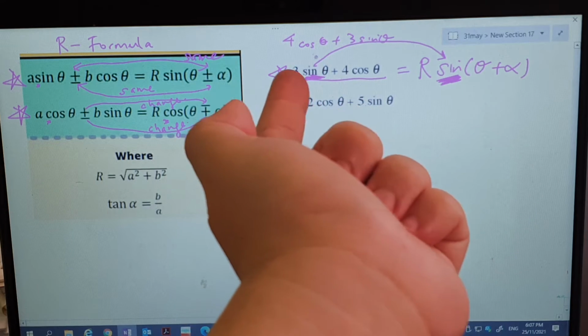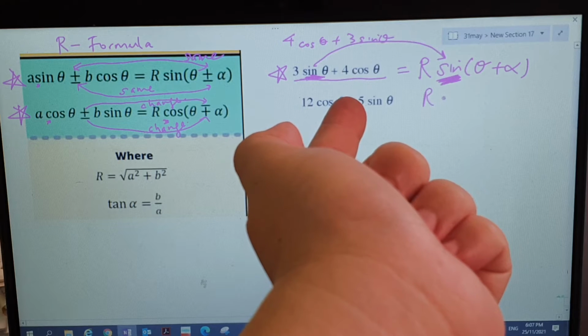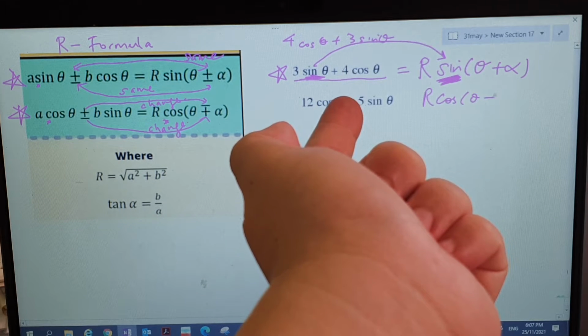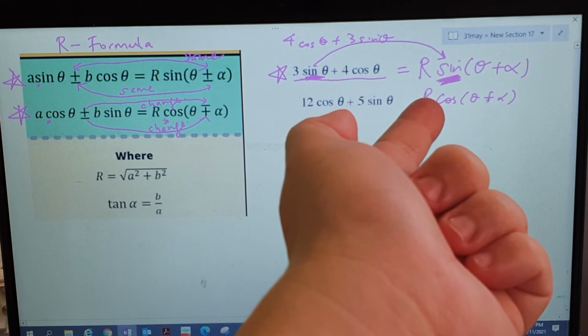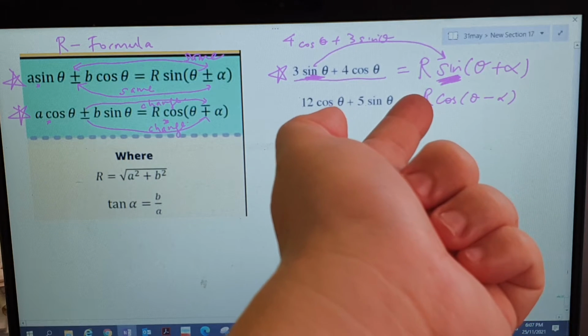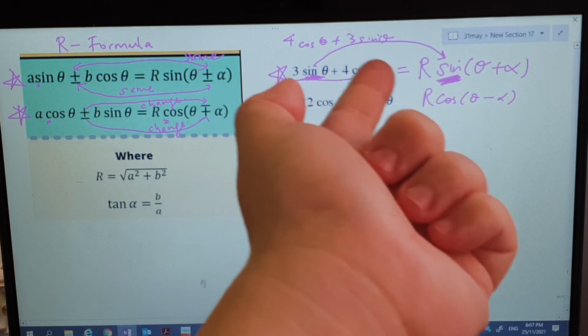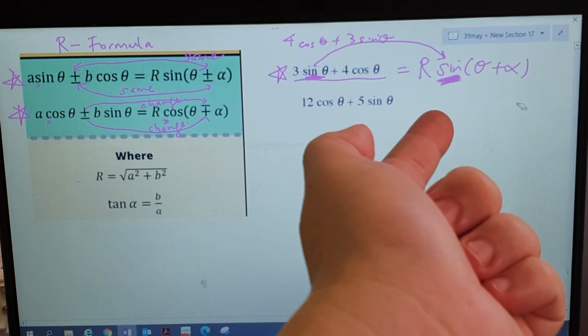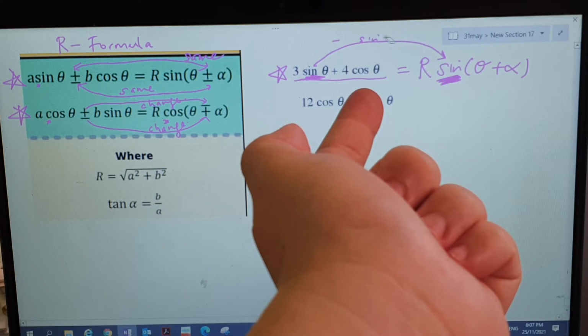Okay, similarly, if I want you to write as R cos theta minus alpha, sorry, minus alpha here, then you must write the cos first. Okay, I hope you are clear on that. Now, when we do the examples, you will understand better. Okay, but right now you just remember.